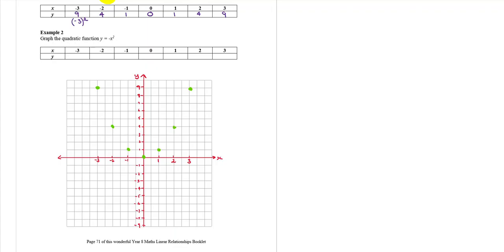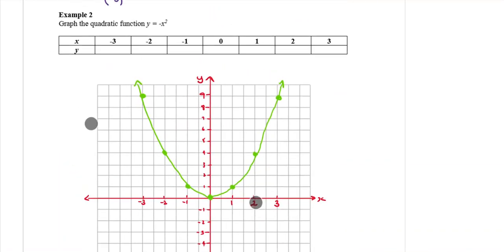So you can see that it's definitely not a straight line. If we start with the vertex and we curve our graph going up to the left and curve going up to the right, that is the basic shape of a parabola. Okay, let's look at the next one.